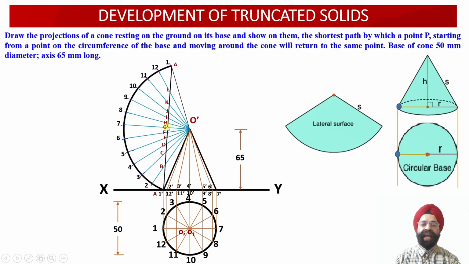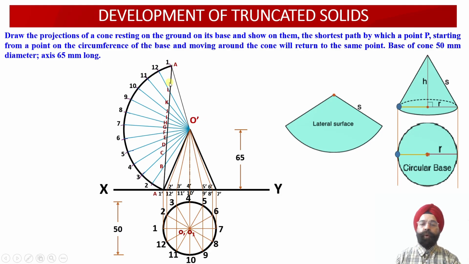Similarly, point G lies on O7, point H lies on O8, point I lies on O9, point J lies on O10, point K lies on O11, and point L happens to lie on the slant generator O12. So now we have identified that if the point P follows this path alongside the circumference of the cone, the distance covered from the starting point to the end point will be the minimum path.